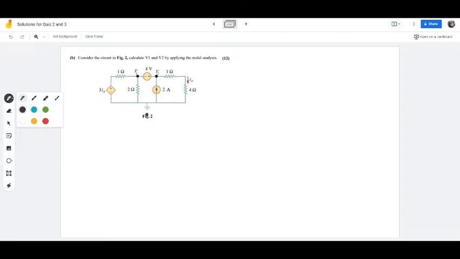It's very straightforward, this question, and you also have the ground, the reference point, already specified. So quickly you can tell that this is a supernode. Why? Remember, when there is a voltage source in between two non-reference essential nodes, this here is a supernode. So you have to draw the boundary over there, and you assume that you do not see the 4 volt.